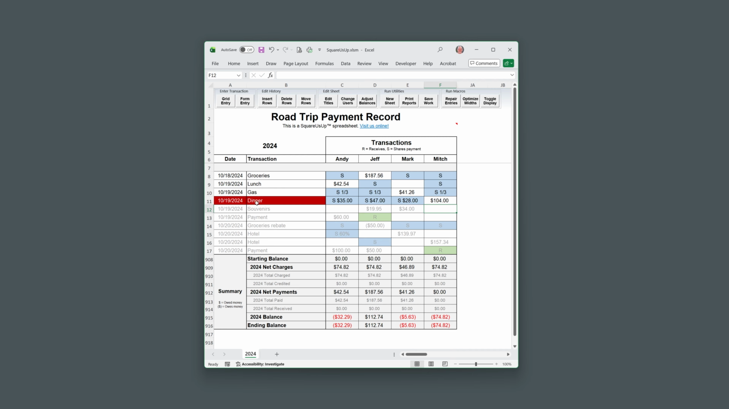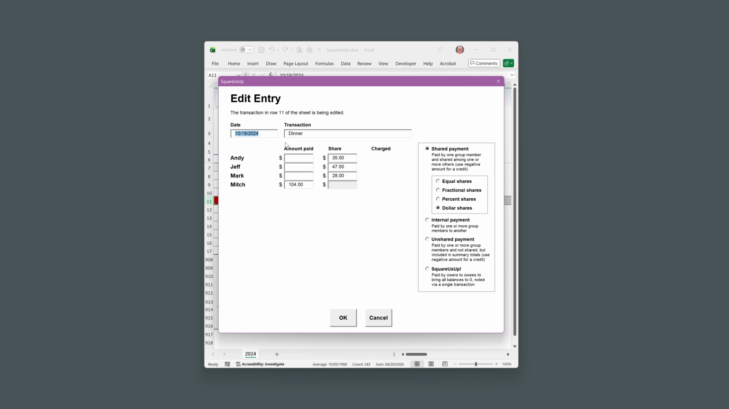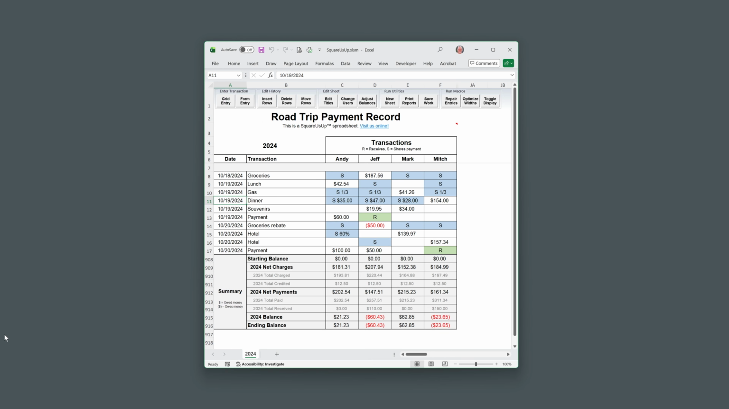A really nice thing you can do to existing transactions: highlight the row by clicking on the row number and click Form Entry, and it brings that transaction up into the form for you to edit. Well, everything looks good, so let's click OK, and now you see why SquareUsUp flagged an error. The dollar shares cannot total over the paid amount. Yet 104 isn't a big enough number for those shares. We'll change it back to 154, and everything is fixed. So you have 2 ways of editing cells, directly on the spreadsheet or using the Form Entry button.